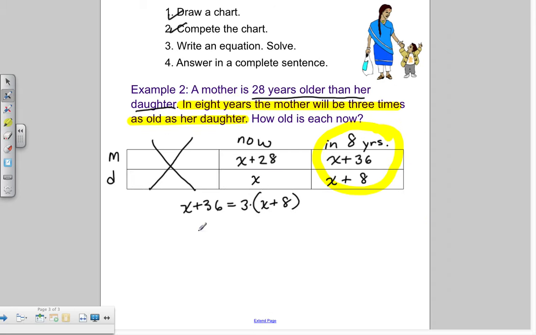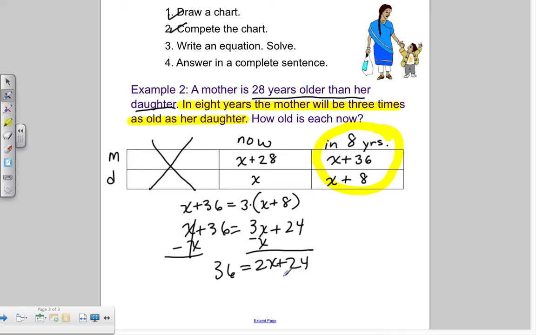Great, now I have to solve. So I have x plus 36 equals 3x plus 24. Subtract x. 36 equals 2x plus 24. Subtract 24. 12 equals 2x. X equals 6. Okay, am I done? No, because I need to answer in a complete sentence. How old is each now? We'll go back. What does x mean? X means her daughter now is 6. So how old is the mother? 34. So I answer in a complete sentence.